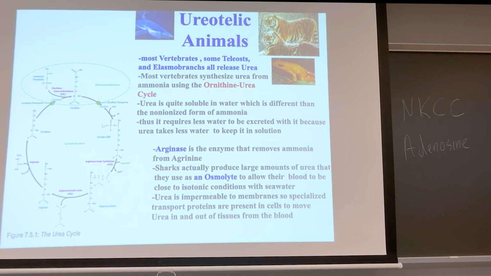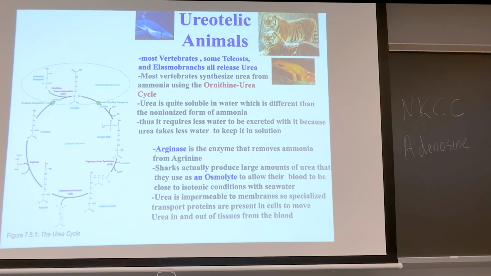How do I make urea? I make urea by throwing it into amino acid recycling. Don't worry, you don't have to memorize this. This is called the ornithine urea cycle. It involves the cytosol and the mitochondria. I just put it up here to show you that the enzyme that's needed to make urea is arginase.